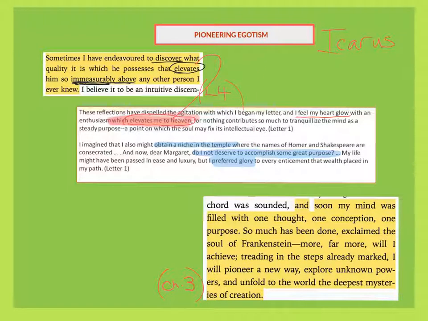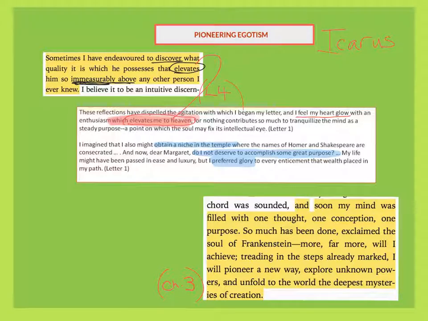Finally, on this slide, a super important quote from Victor Frankenstein from chapter 3. So I'm going to read this. And soon my mind was filled with one thought, one conception, coming back to that in a moment, one purpose. So much has been done, exclaimed the soul of Frankenstein, speaking about himself or his own soul in the third person, usually an indication of a character's sanity.